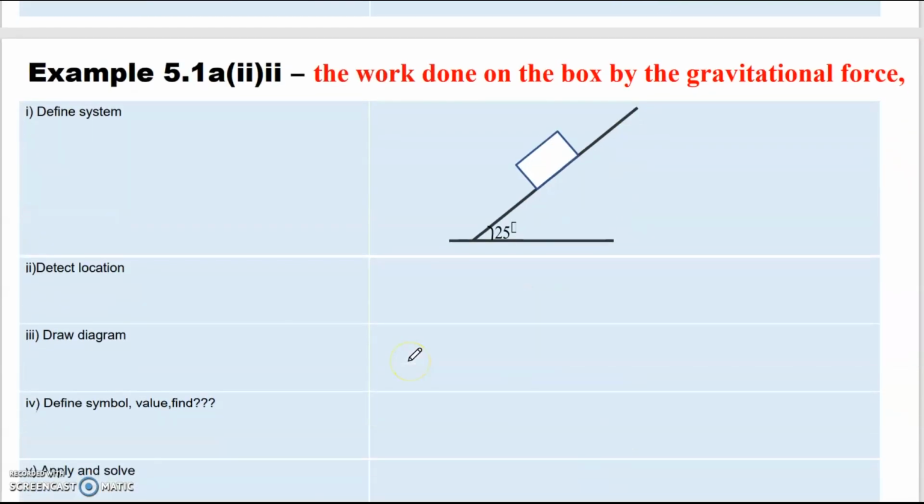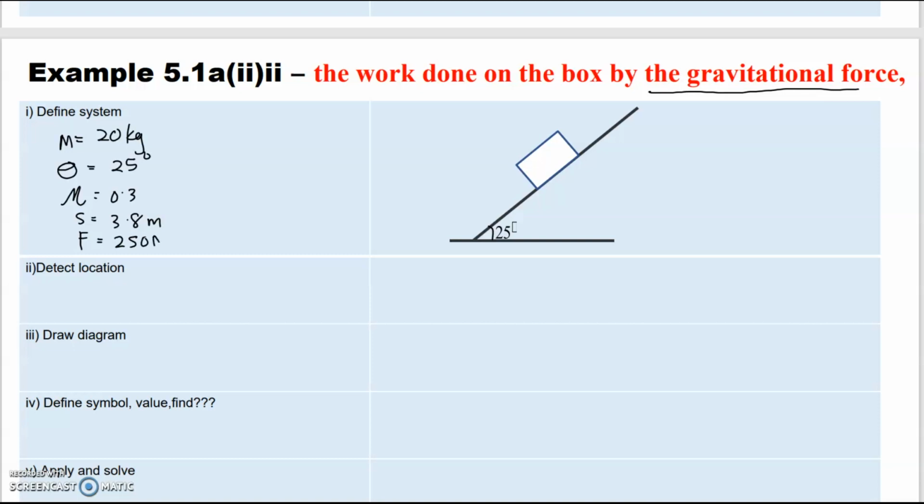Now the second one is about the gravitational force. We also have the same values there: m is equal to 20 kg, theta, the angle of the incline, is 25 degree, mu is equal to 0.3, S is equal to 3.8 meter, and F applied is 250 Newton.